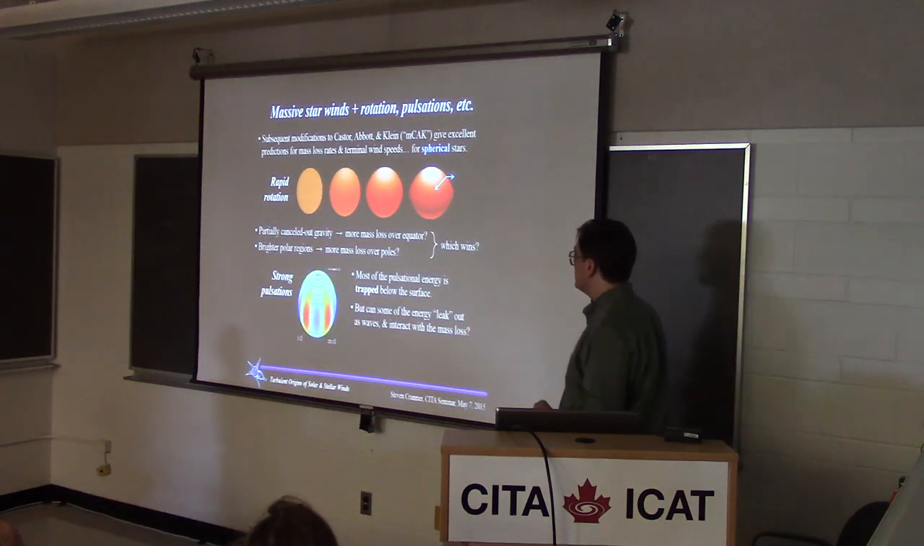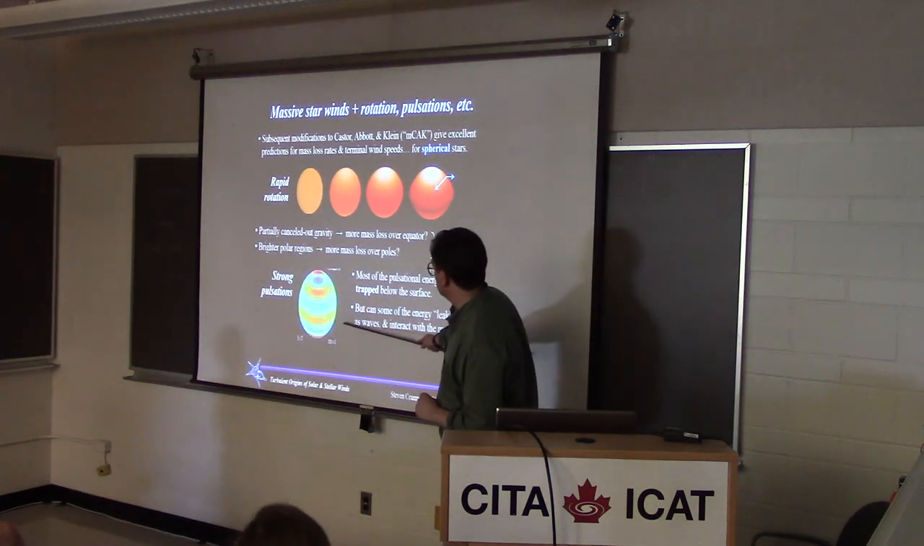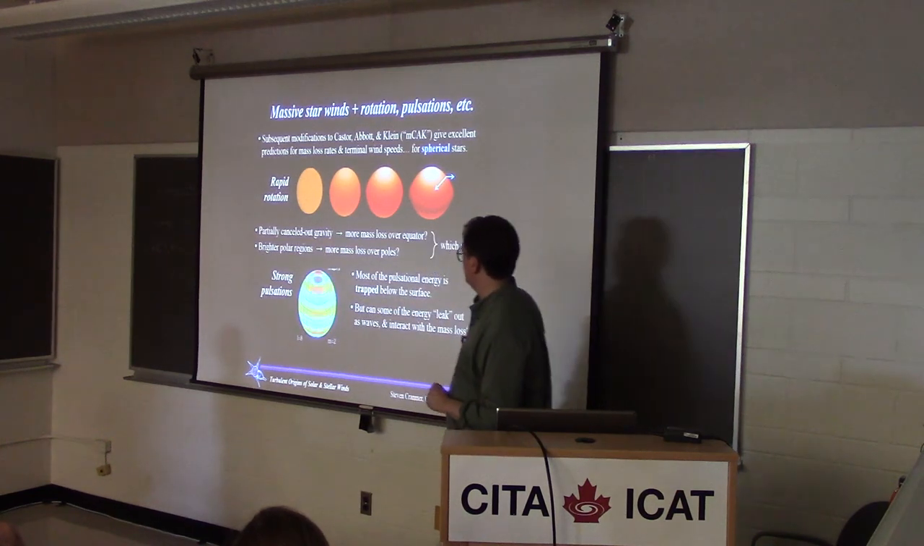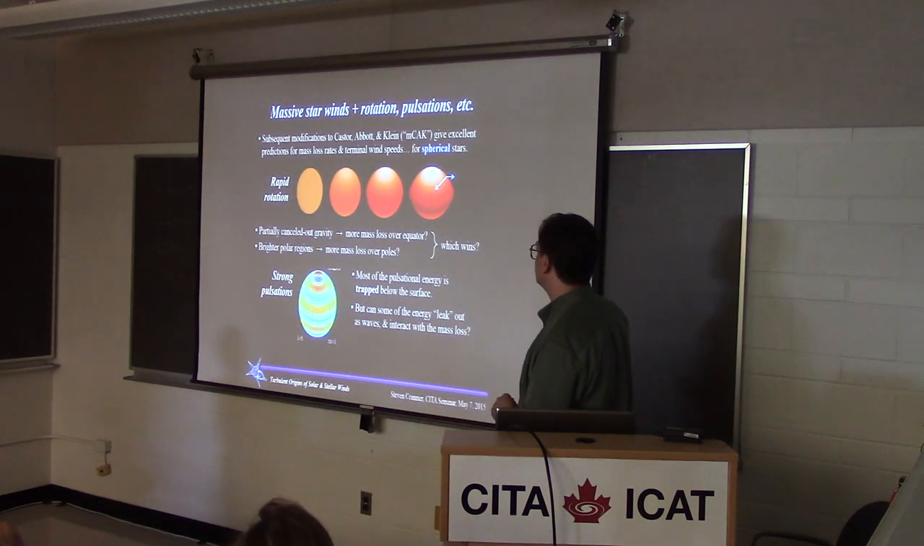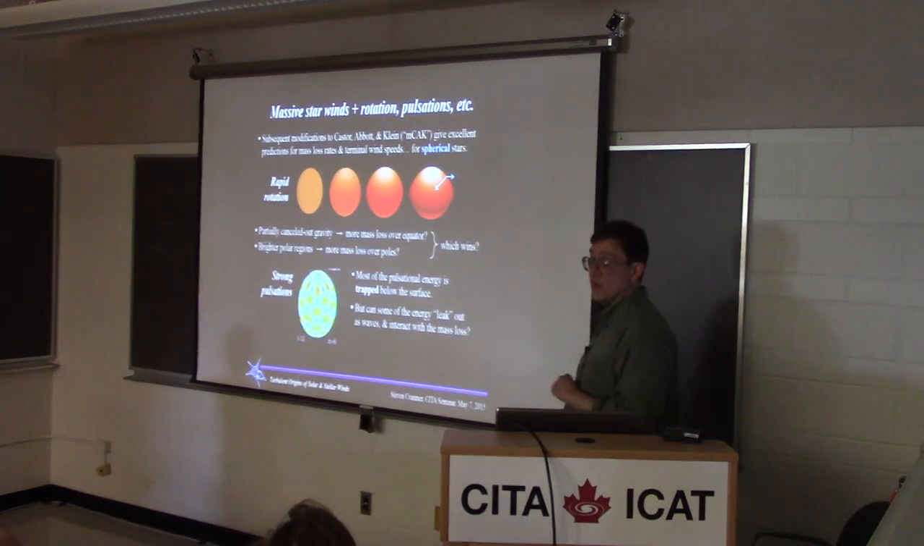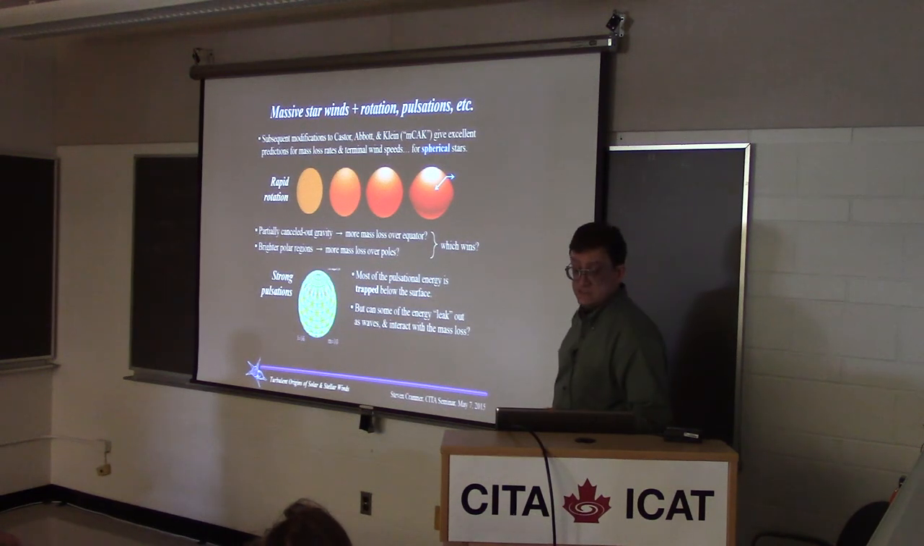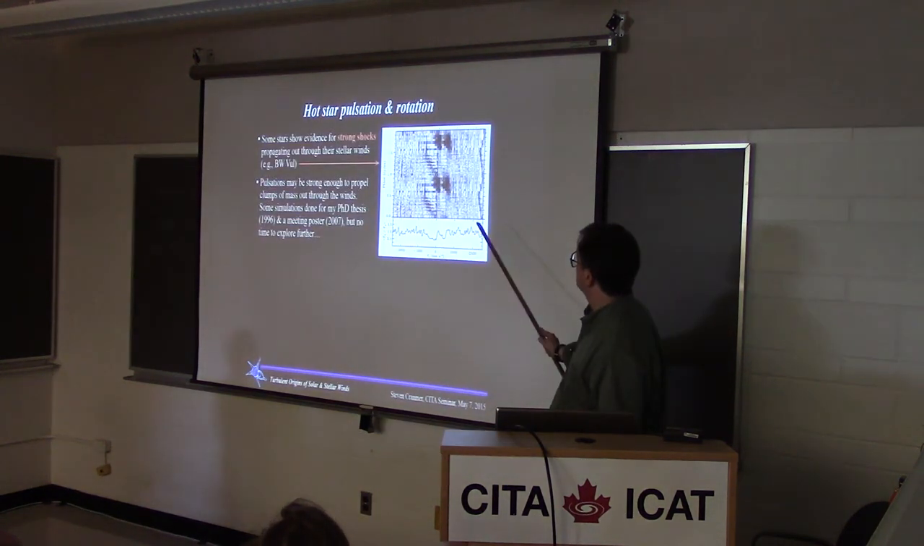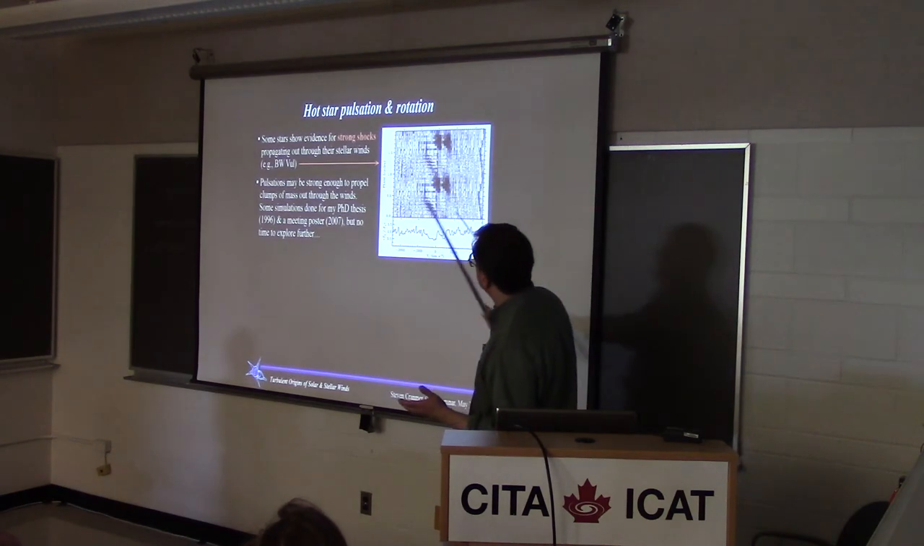These stars are also pulsators. This is not a movie of a pulsation. This is just a movie that loops through all the different pulsational modes. But again, just like the sun, even though most of the energy is trapped below the surface, some fraction of it can leak out into the stellar winds and cause variability in the stellar winds. There's some very interesting stars out there that seem to have this.